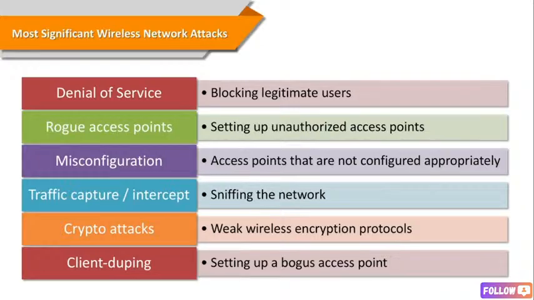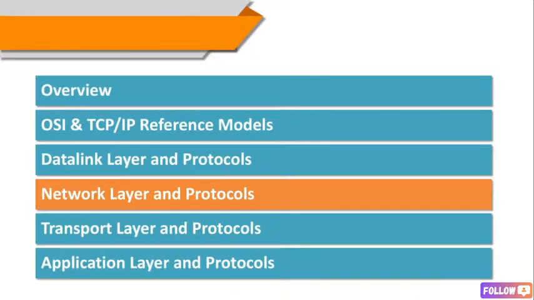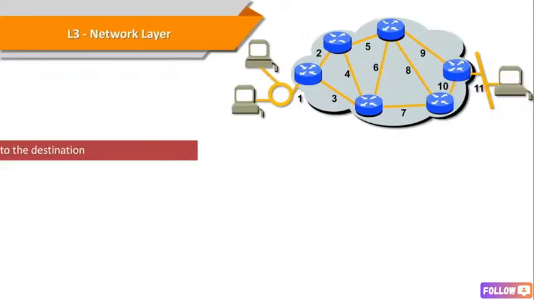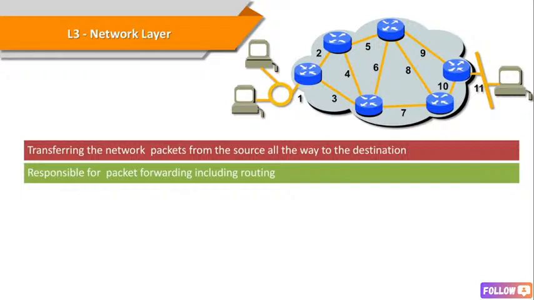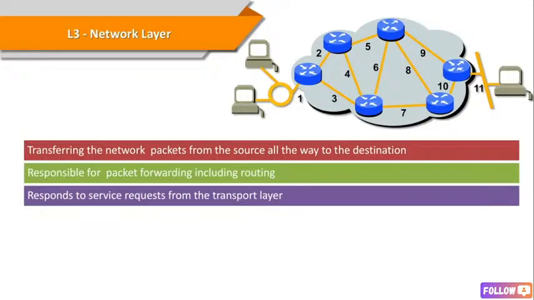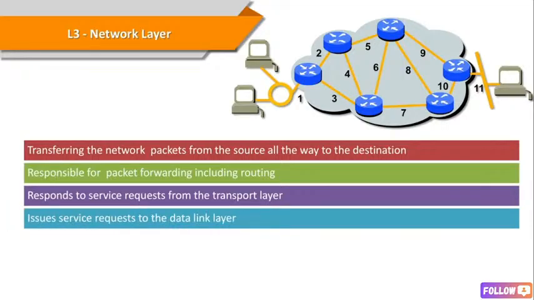The next layer is the third layer of the OSI reference model, the network layer. The network layer provides the means of transferring variable length network packets from a source to a destination host via one or more networks. In other words, the network layer is responsible for packet forwarding, including routing, through intermediate routers. Within the service layering semantics of the OSI network architecture, the network layer responds to the service requests from the transport layer and issues service requests to the data link layer.